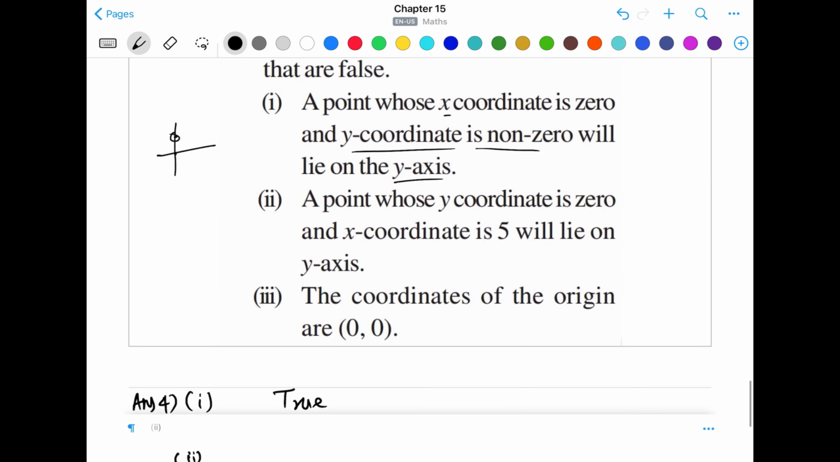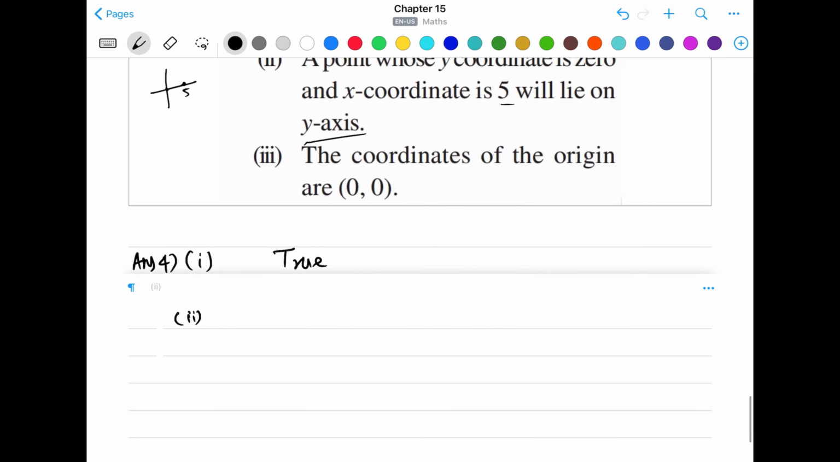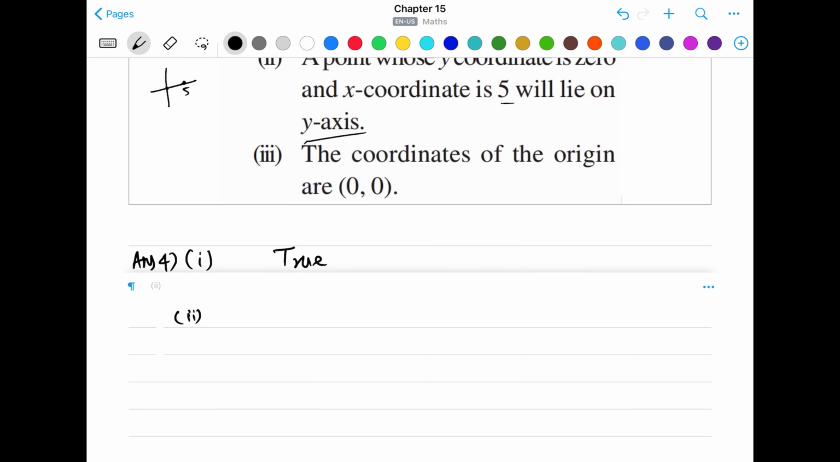Let's see the second one. Now we have a point whose y coordinate is 0. Since the y coordinate is 0, we remain at the origin, and x coordinate is 5, so we move 5 places on the x-axis. The statement says it will lie on the y-axis, so is it lying on the y-axis? Answer is no. So it is false.